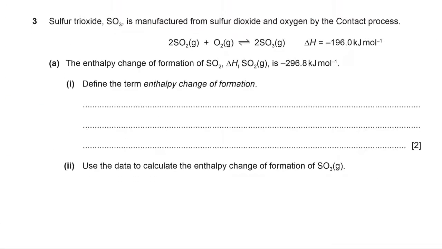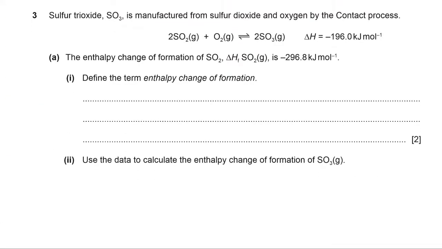In question 3, the next question, SO3 is manufactured from sulfur dioxide and oxygen by the contact process. The reaction is given here, and the delta H is negative 196 kilojoule per mole. That means your reaction is exothermic. The enthalpy change of formation of SO2 is given, which is negative 296.8 kilojoule per mole. Define the term enthalpy change of formation.